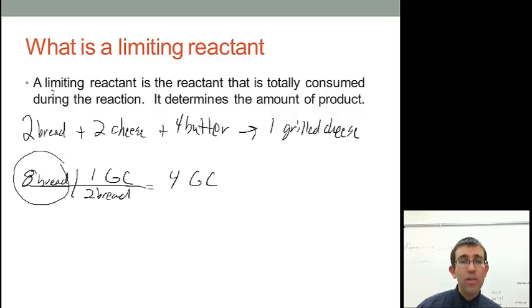So this is what this means here with chemical reactions. A limiting reactant is the one that's totally used up, in this case my bread, and it determines how much of the grilled cheese sandwiches I can make, my products. So 8 pieces of bread only allow me to make 4 grilled cheese sandwiches. If I wanted to make 5, too bad. I ran out of bread. It limited me.